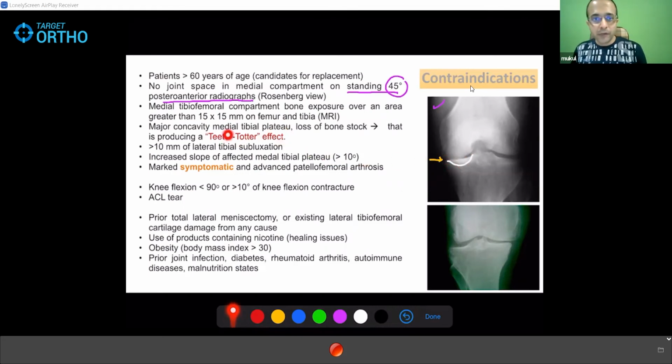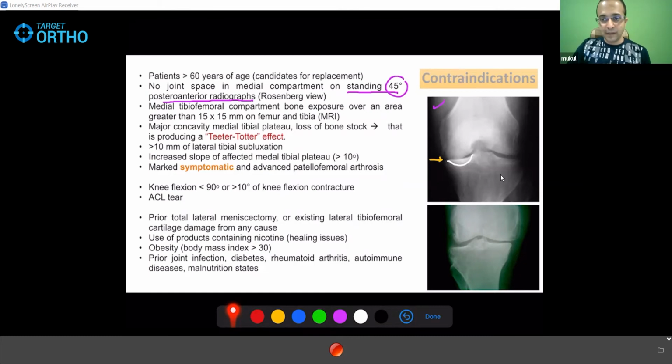Because here what you get is the teeter-totter effect. Teeter-totter. Anyone who can tell me what is teeter-totter effect? Or what is the teeter-totter knee? Yes? Anyone? Okay. Nishant, you're there. Nishant, I hope you are there and you can listen to me. So you'll just have to unmute yourself, Nishant. I think he's not been able to listen to me.